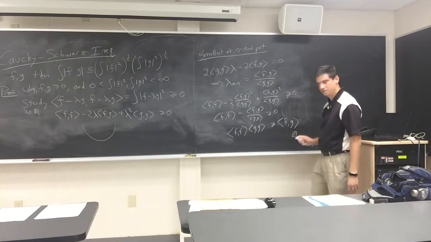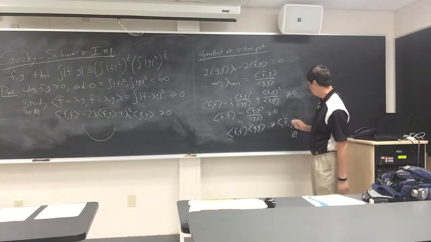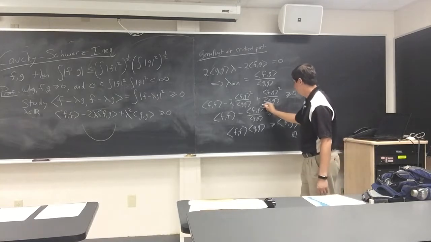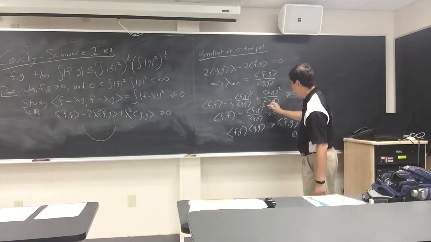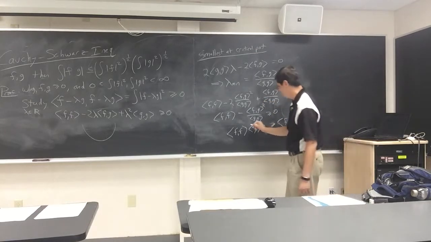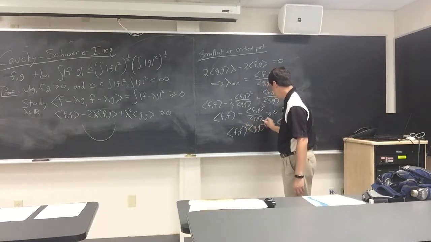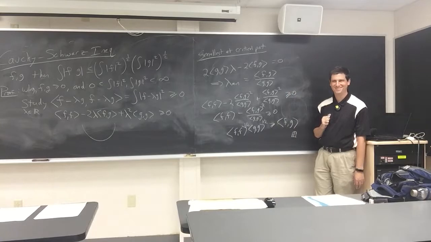Yes? What happened to the square? Oh, thank you. Yes, that should be a squared. Thank you. Yes. It would be very bad to drop the square. And so now, to get rid of the square, we take the square root of both sides. Thank you. And we get each of these to the 1/2. And that's what we wanted to show.